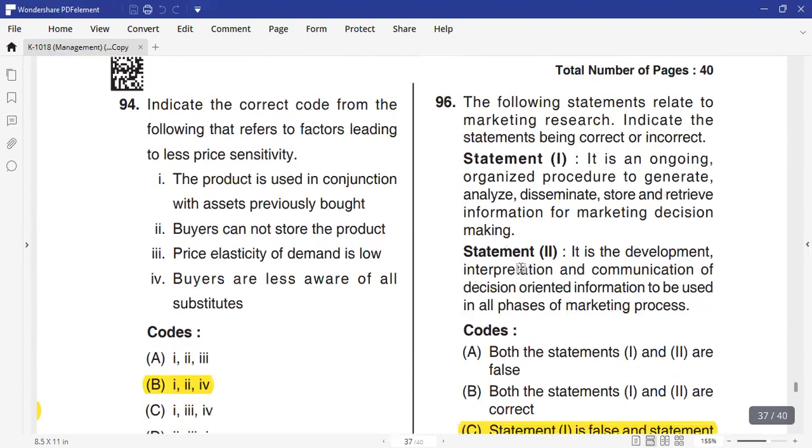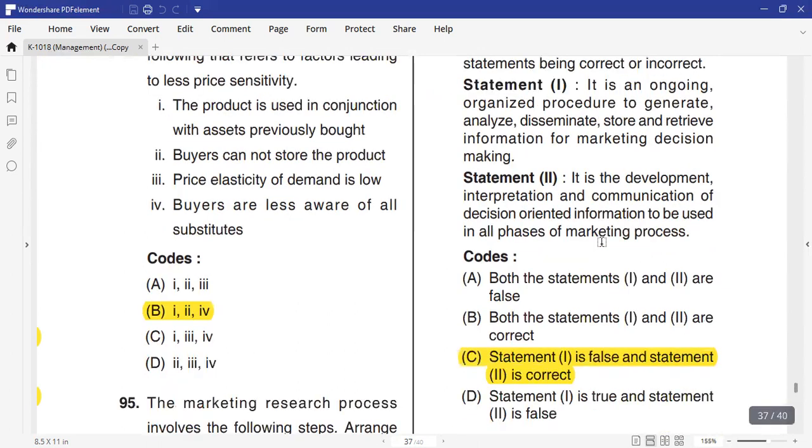Next, the marketing question with statement 1 and statement 2. The following statements relate to marketing research. Indicate the statements being correct or incorrect. Statement 1 goes like this: it is an ongoing organized procedure to generate, analyze, disseminate, store, and retrieve information for marketing decision making. Statement 2 says it's the development, interpretation, and communication of decision-oriented information to be used in all phases of marketing.